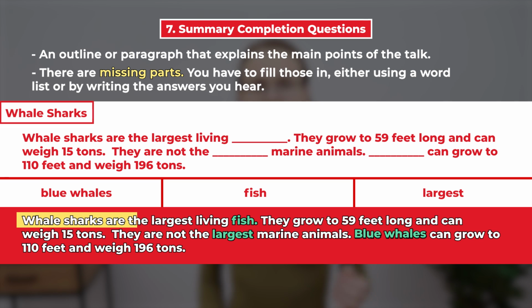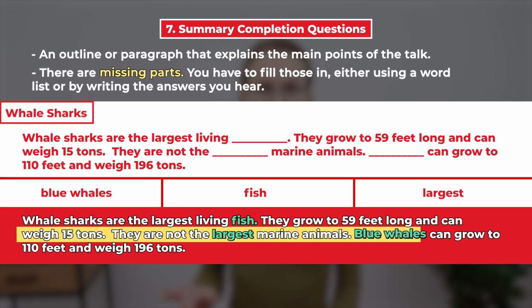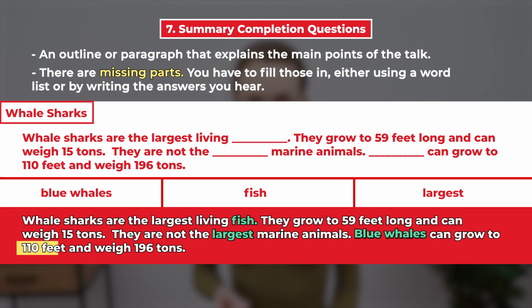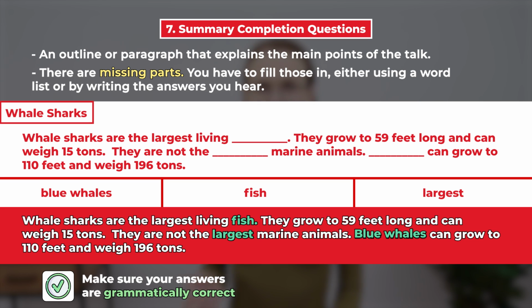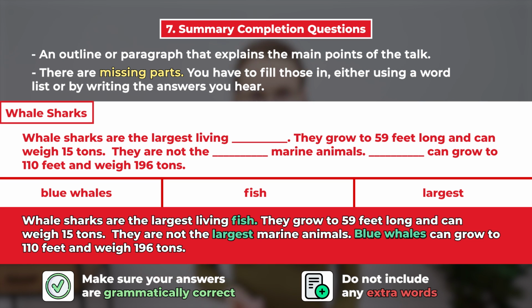Whale sharks are the largest living fish. They grow to 59 feet long and can weigh 15 tons. They are not the largest marine animals. Blue whales can grow to 110 feet and weigh 196 tons. Before you go on to the next question, read the summary to make sure your answers are grammatically correct. Make sure you have not included any extra words. For example, if you write "the largest" in the second blank, it's wrong, since "the" is already in the text.